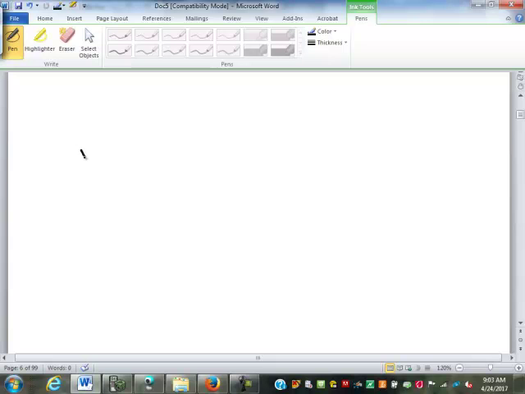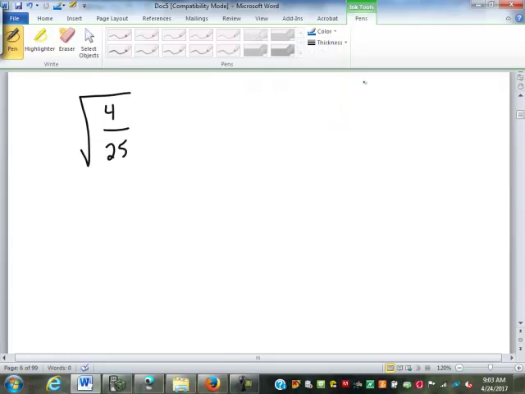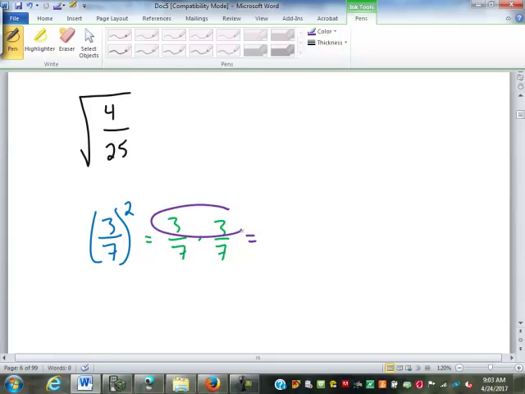What if I have the square root of 4 over 25? Well, let's back up. What if I have 3/7 squared? Well, that's just 3/7 times 3/7, correct? And when I multiply fractions, I just multiply the numerators. I multiply the counts. 3 times 3 is 9. And I multiply the names. 7 times 7 is 49.